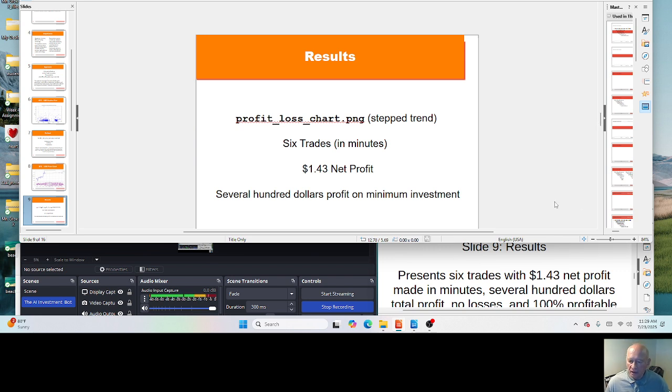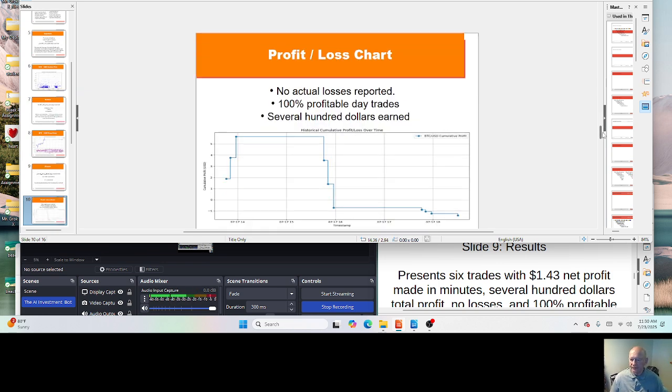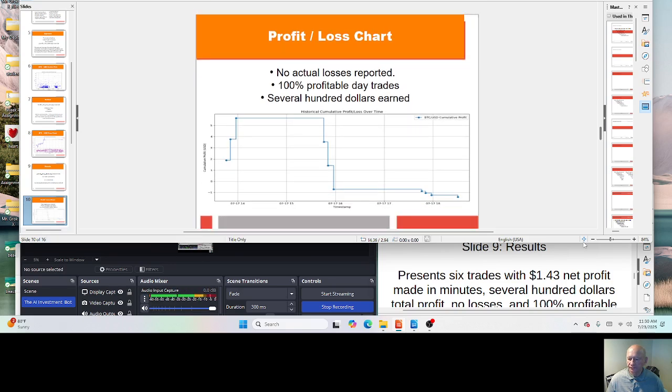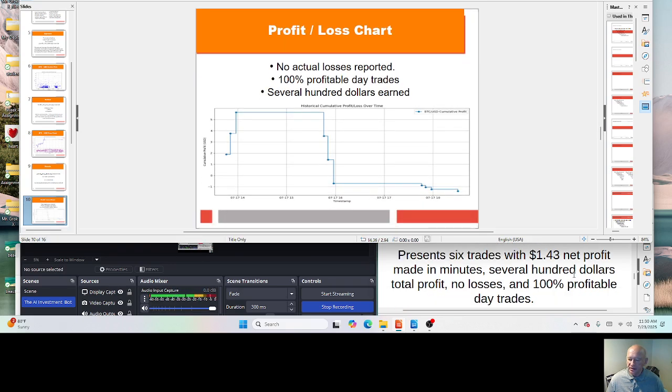Here we do 6 trades, I think. And it just took minutes, really, and it developed $1.43 in profit and several $100 profit on a minimum investment over a period of a day. Here we see the profit and loss chart. It presents 6 trades with $1.43 net profit. It's just a small amount made in minutes, actually.